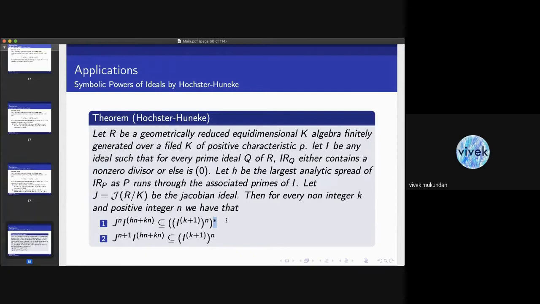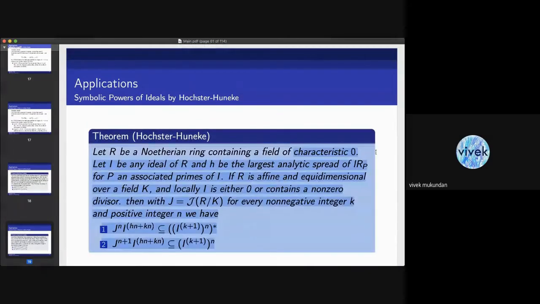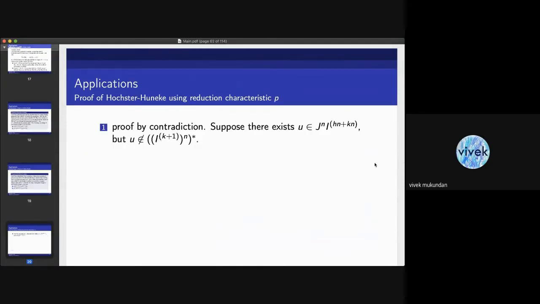So this can be done using the tight closure technique. More than giving the proof, I'm more interested in giving the idea behind the reduction to characteristic P, because giving a whole proof of this will take a lot more time. The same proof is actually true even in a ring of characteristic 0. So if you assume the ring of characteristic P case is true, how do you actually prove it for characteristic 0? The idea is pretty much the same.